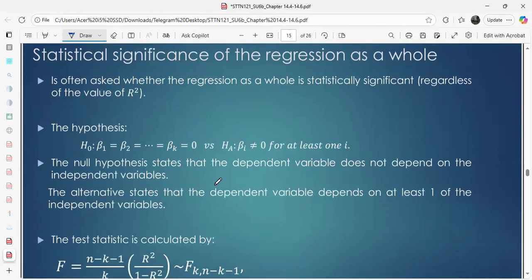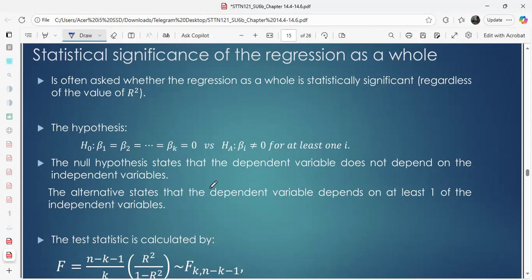Now, when it comes to formulating the null and alternative hypothesis, please be careful of this. This is very important. Remember, we said that H0: bi is equal to 0, and the alternative is that bi is not equal to 0. But now think about this.